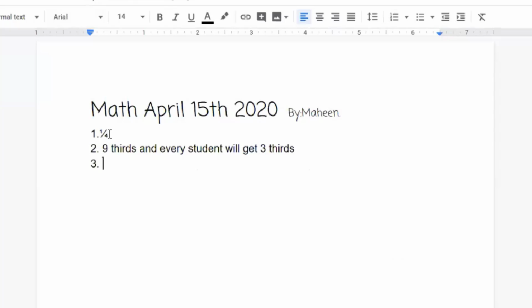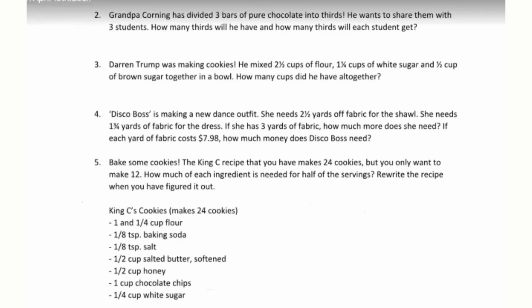I already answered questions 1 and 2. The third one says Darren Trump was making cookies. He mixed 2 whole 1/2 cups of flour, 1 whole 1/4 cups of white sugar, and 1/2 cup of brown sugar together in a bowl. How many cups did he have all together?